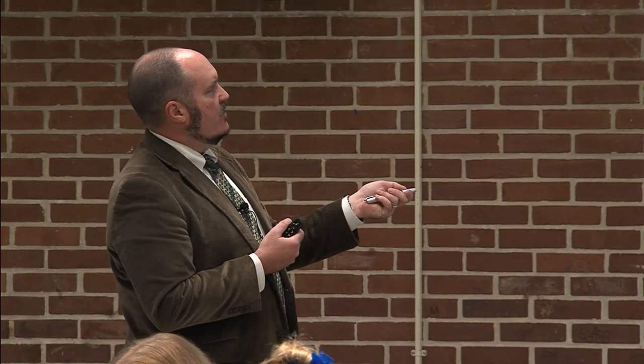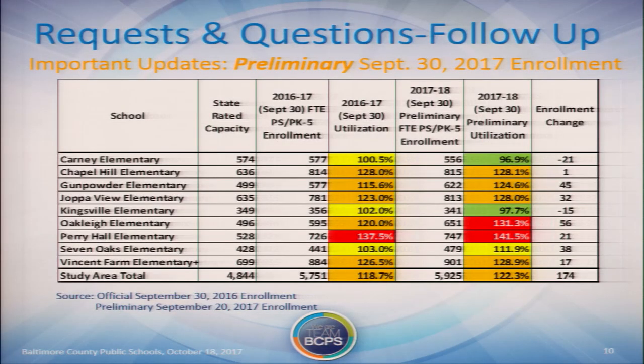So you can see this is the enrollment data that we are working with that is reflected in your packets right now. And then this is the 2017-18 September 30th preliminary utilization, or the enrollment. And you can see right here, this reflects the enrollment change, or how enrollment has changed from 16-17 to 17-18. And you can see some of the schools have gone up. Gunpowder is up 45, Joppa View up 32, Oakley's up 56, and then Perry Hall's up 21 and up 38 at Seven Oaks.